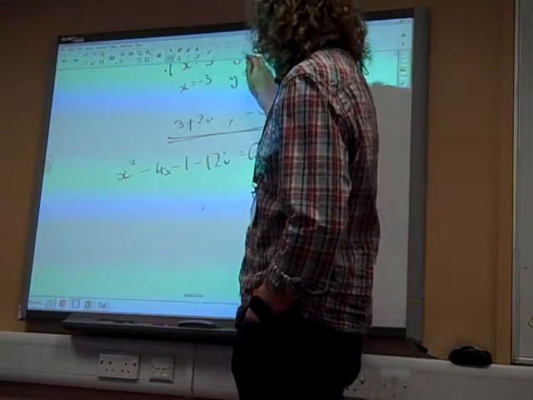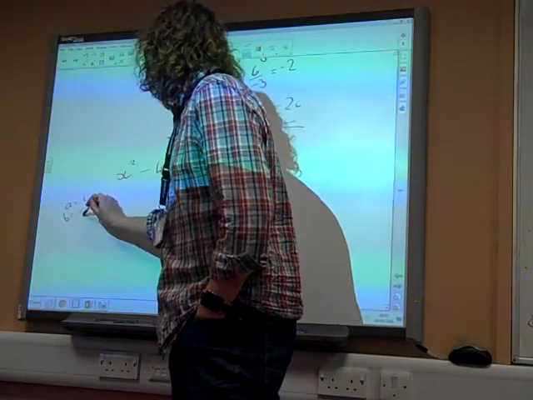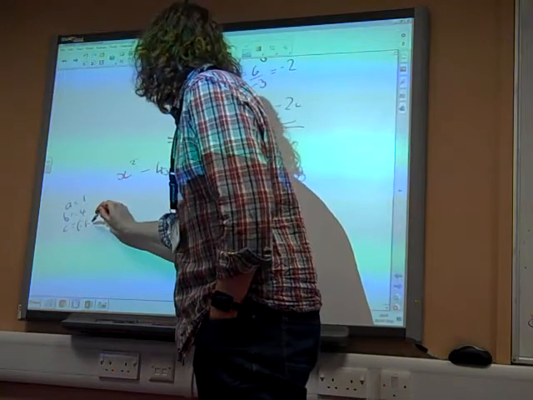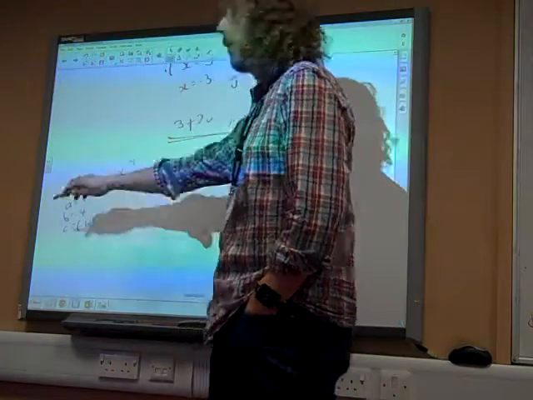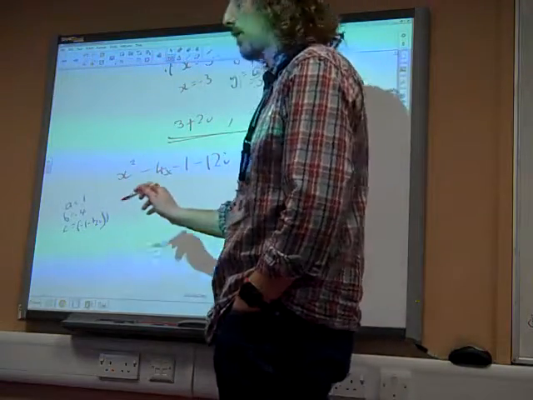If you're doing the formula, of course, remember that in the formula a is 1, b is -4, and c is all of this: -1 minus 12i. So that's what you're putting into your formula. But anyway, that's not what we're doing. We're completing the square. Mega.